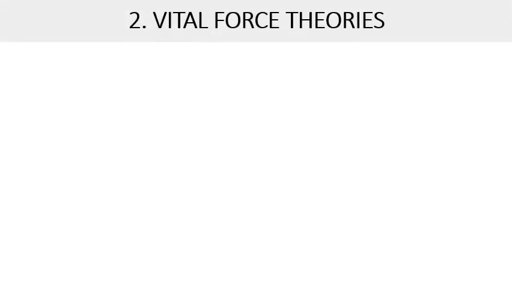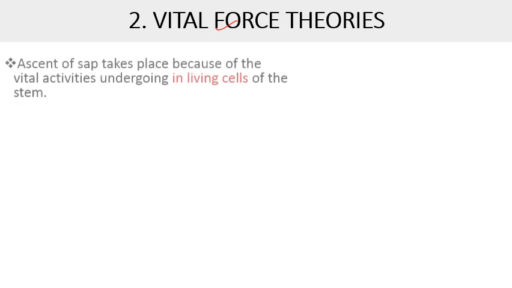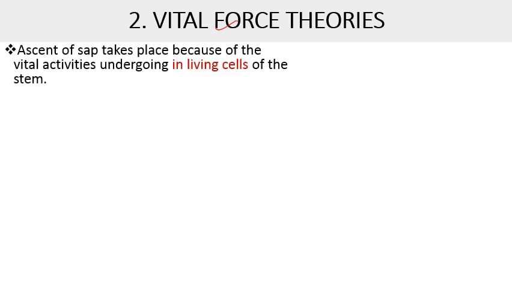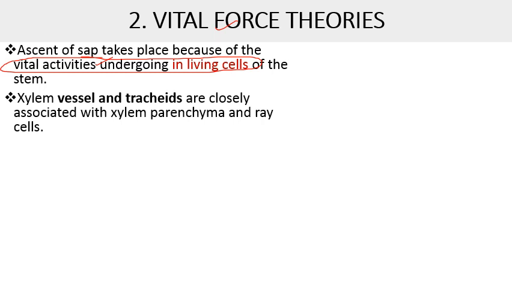Next theory is the vital force theory, which says that the upward movement of sap occurs through the living tissue. So ascent of sap takes place because of vital activities undergoing in the living cells. Living cells mein kuch vital activities hoti hain jinki wajah se pani upward direction move karta hai. And xylem vessels and tracheids are closely associated with the xylem parenchyma and ray parenchyma cells, which are living cells associated with xylem vessels and tracheids.